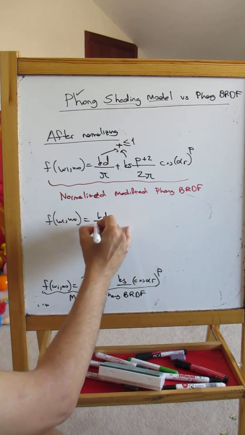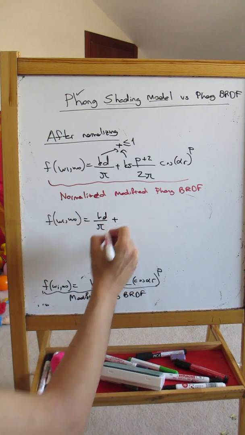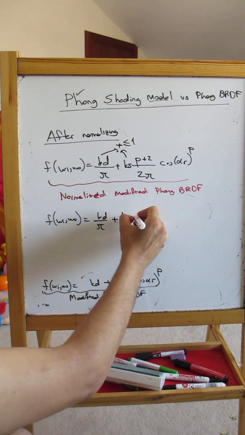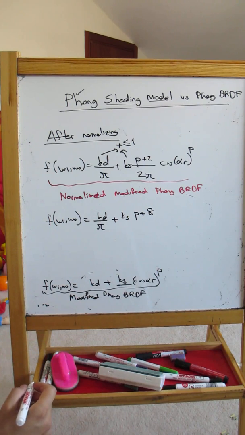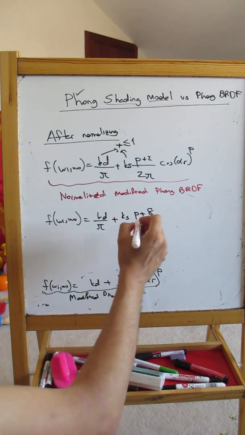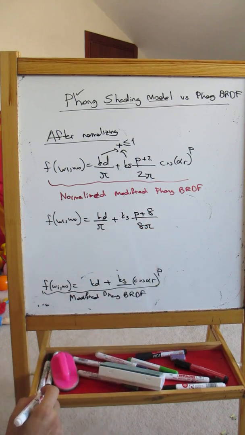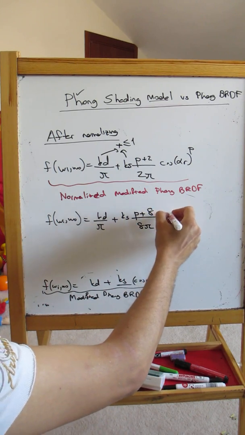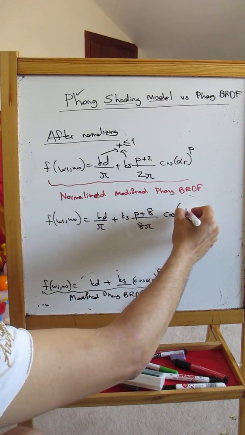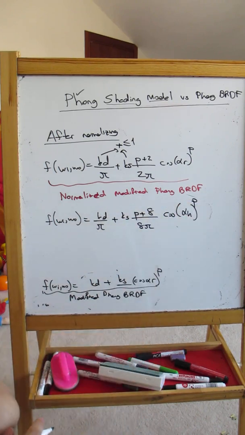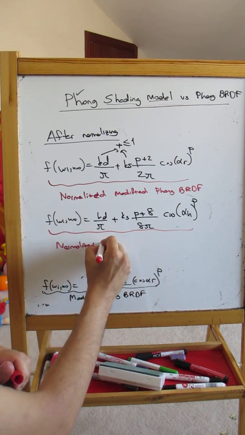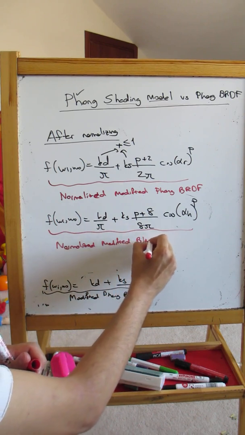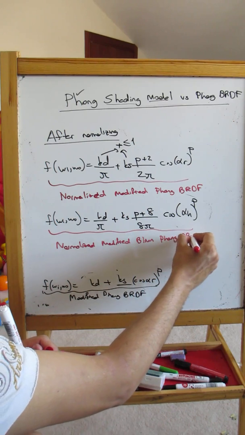It is equal to KD divided by pi plus KS. This time we have n plus 8, and then we have 8 pi, and we have here cosine alpha h to the power of n. So this is the normalized modified Blinn-Phong BRDF.